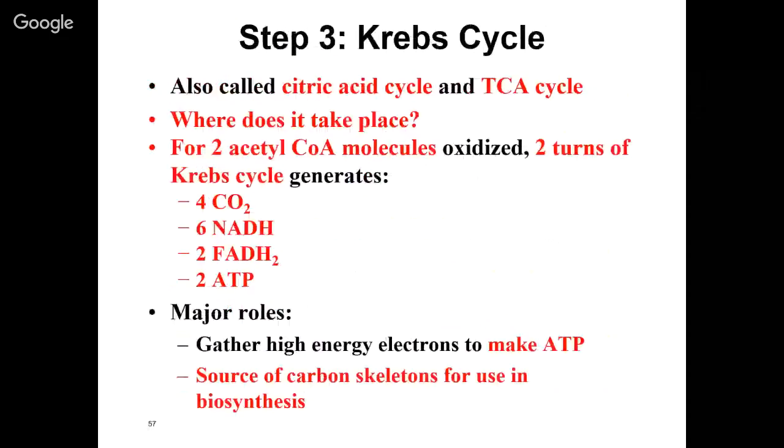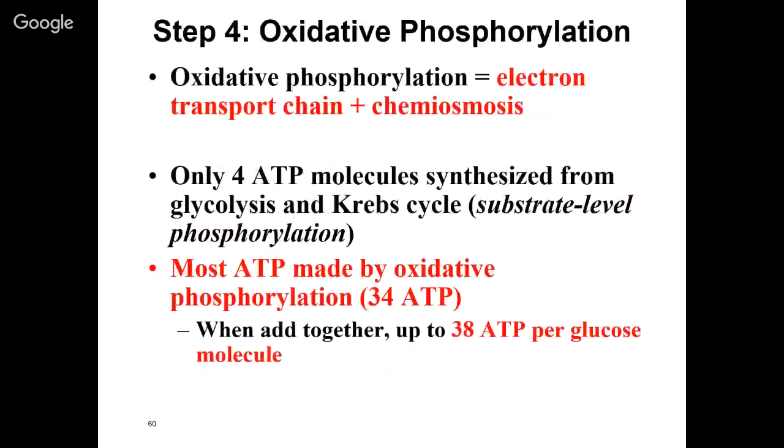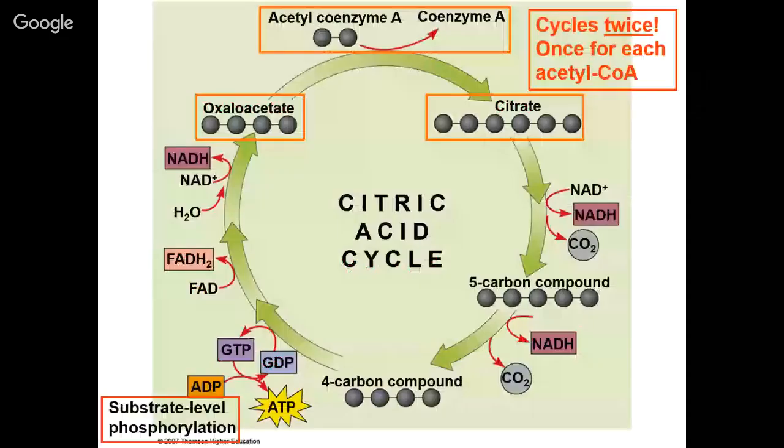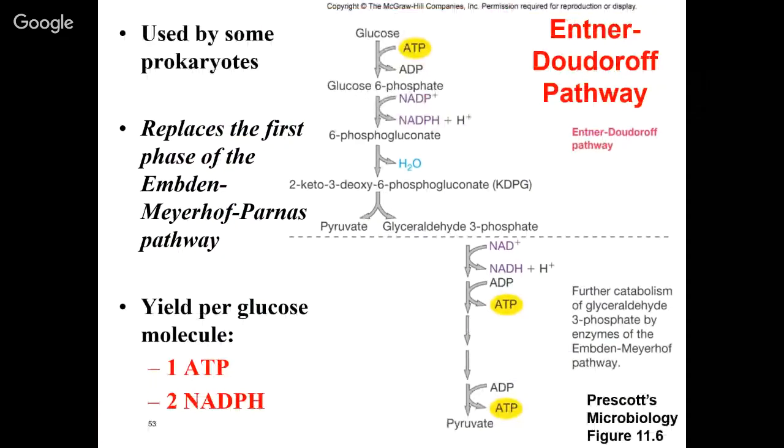It's slide 53. Okay, 53. 53 is where the Entner-Doudoroff pathway is. Okay, so we got Entner-Doudoroff. So let's look at this one. Used by some prokaryotes, replaces the first phase of the Embden-Meyerhof pathway. So let's see how it replaces.